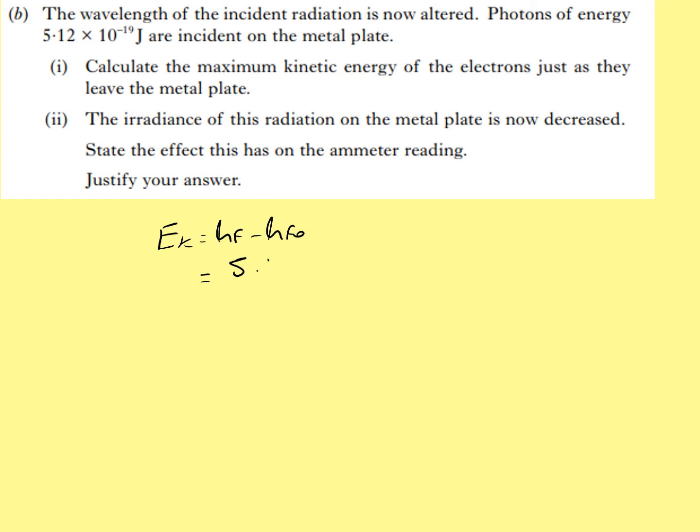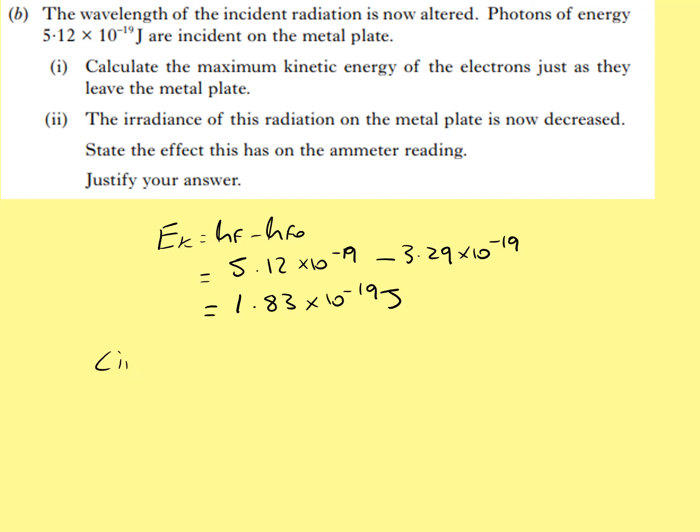5.12 times 10 to the negative 19 joules. And we saw in the previous part of the question, the work function is 3.29 times 10 to the negative 19. So the difference between those energies is going to be the amount of kinetic energy given to the electrons. So that's just going to be 5.12 take away 3.29, which is equal to 1.83 times 10 to the negative 19 joules.